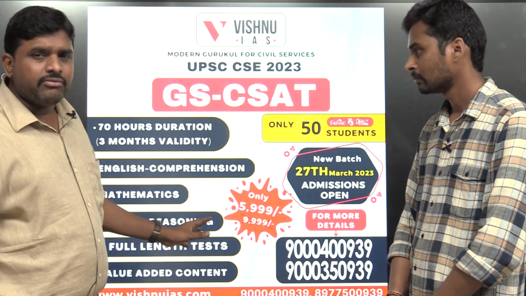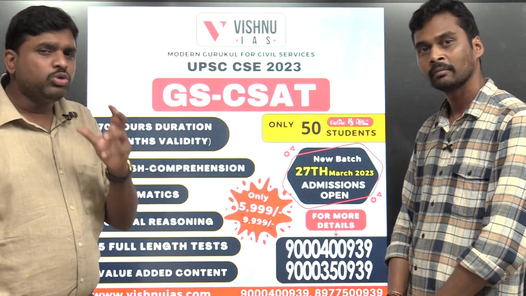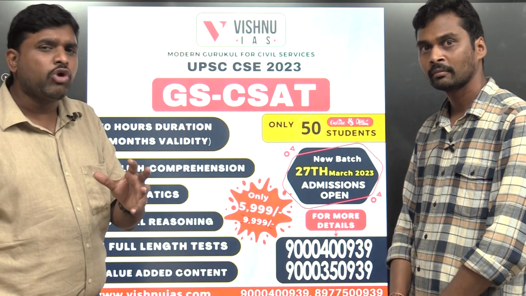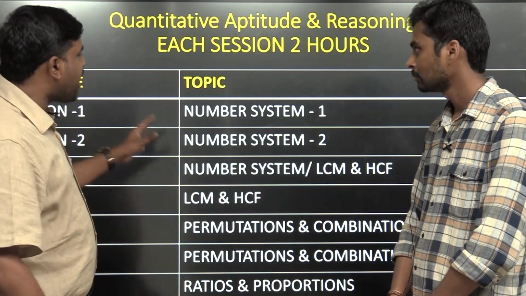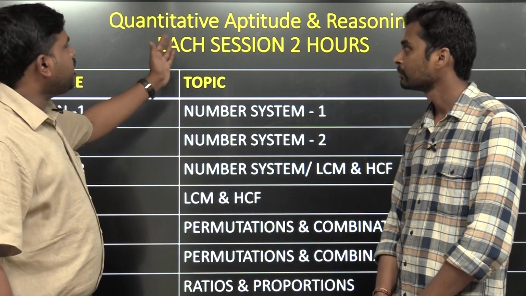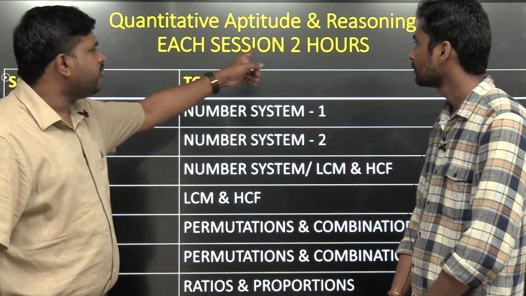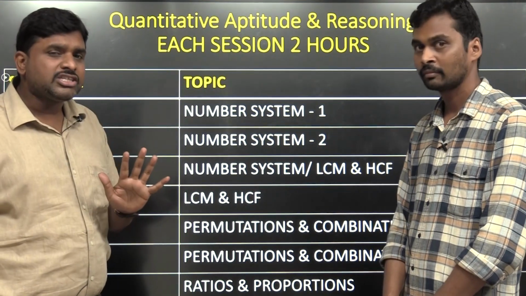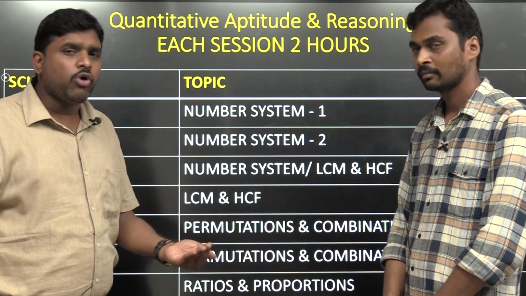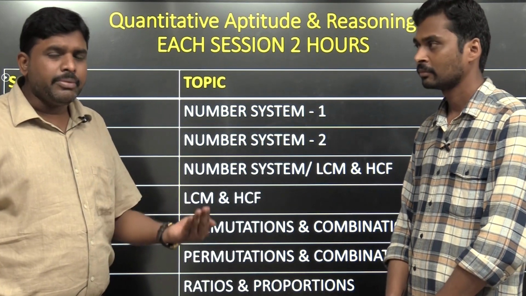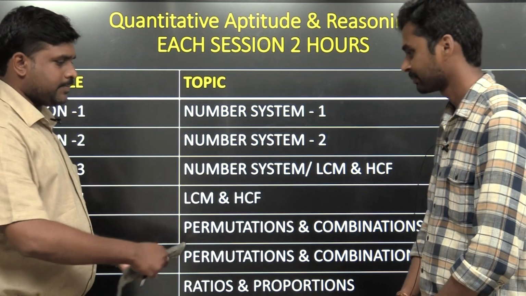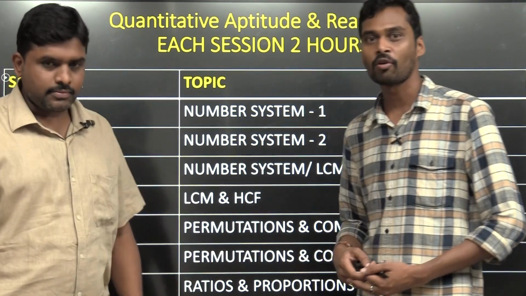Here I delivered the fee details, and how this quantitative reasoning is going to be will be explained by Gauri sir. So for quantitative aptitude and reasoning, each session will be 2 hours. Overall 25 sessions will be there. How he is going to take the classes will be explained by the sir. Hello students, my name is Gauri Shankar.